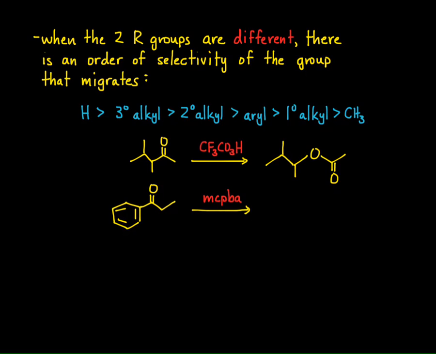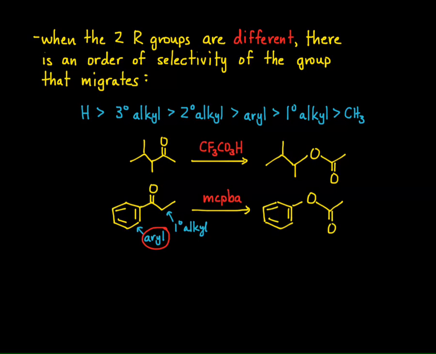And I can show you another example here. I have another ketone I'm reacting with MCPBA. So remember, metachloroperbenzoic acid is going to be our peroxy acid. If I look at the two groups attached to the carbonyl, I have an aryl group and a primary alkyl group. So the aryl group takes precedence, is selected over the primary alkyl group, and therefore it's the one that's going to migrate. And so we have the oxygen insertion in between the aryl group and the carbonyl. So we get this as our product.